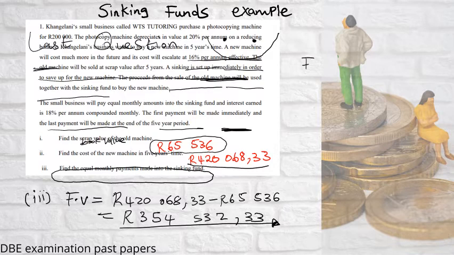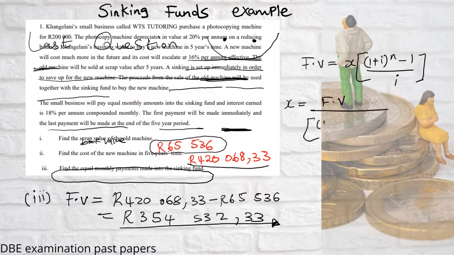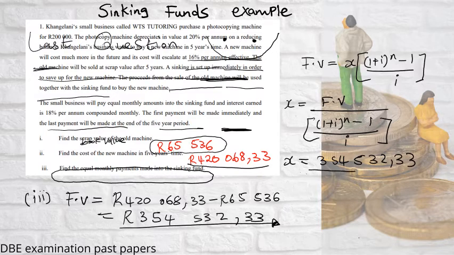So we're just going to use the future value formula: x = FV × i / ((1 + i)^n − 1). So our x, obviously, will be the future value times i over (1 + i)^n − 1. So what is our future value? We need to save 354,532.33, divided by, then this one plus your interest. What was the interest?